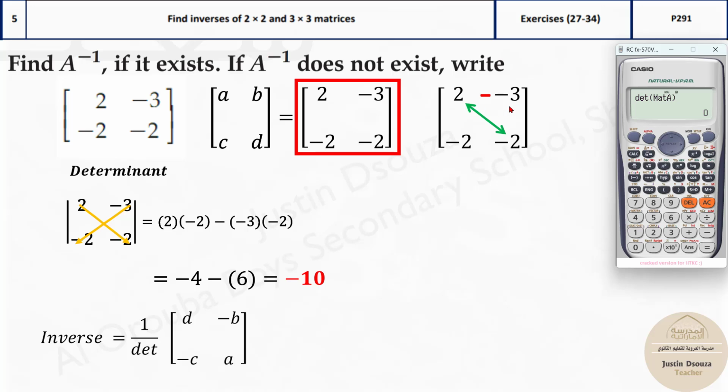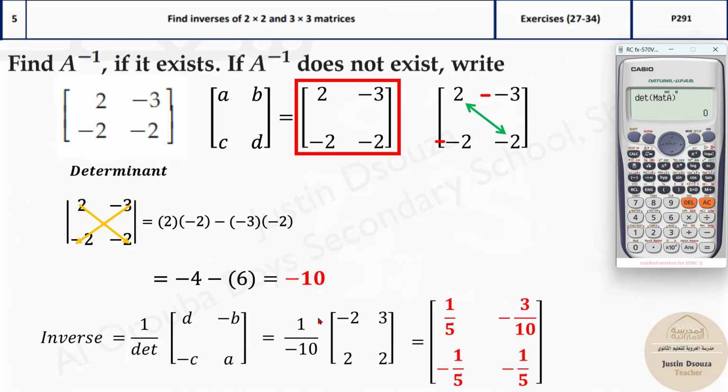This minus 2 goes up and these two signs become minus, and then you just write 1 by determinant, which is minus 10. Over here initially we had minus 2d, it became a, and a became d, and here you multiply both by minus. This is the answer. You can multiply the negative 1 by 10 inside and you will get these answers. This is the determinant. You can check this.